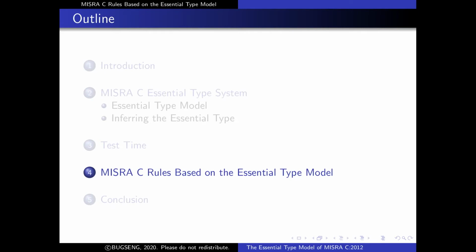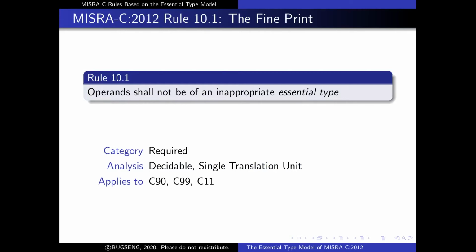So let us now go to the rules that are based on the essential type model. First rule: operands shall not be of an inappropriate essential type. This is a required rule, so you can deviate from it, but it will require a formal deviation. It is decidable at the level of a single translation unit, and like all the rules we will see in this webinar, it applies to all the versions of the C standards.